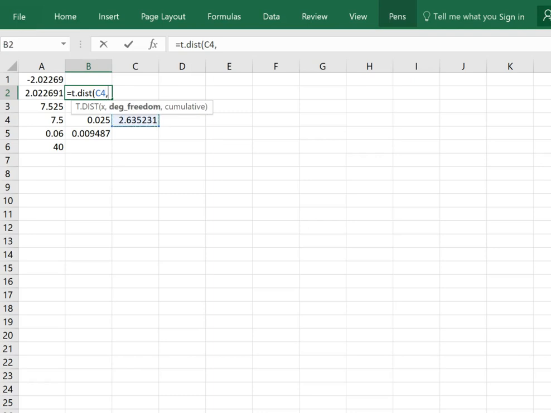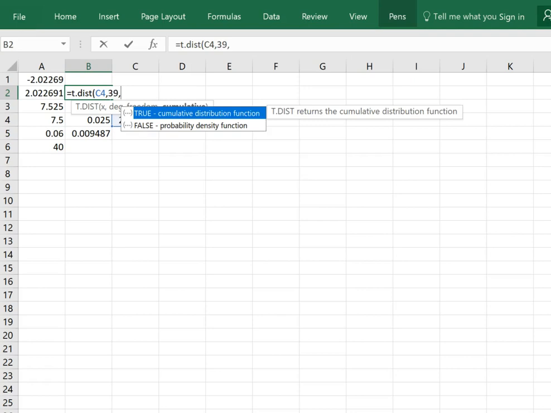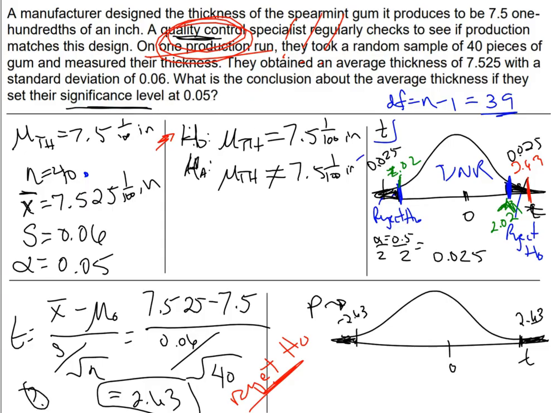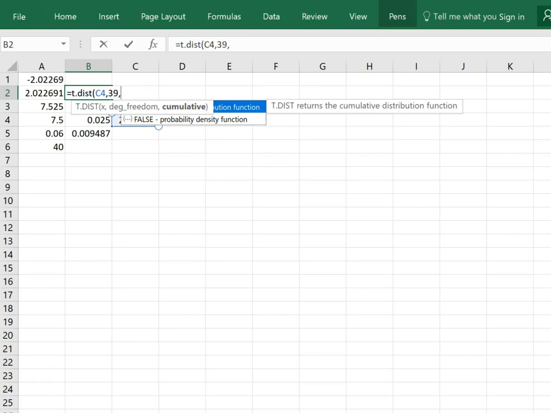Comma, degrees of freedom. You remember what that is? It's still n-1. Comma. The last one is either going to be the word true or false. And this is based on whether we want Excel to give us the cumulative distribution, which is the way we've talked about this, right? The cumulative distribution would tell us the probability up to that point. Or alternatively, if we put false, it would return the marginal probability, right?